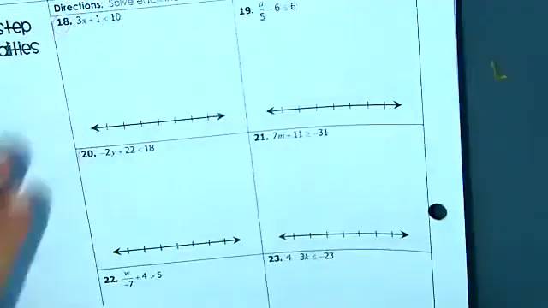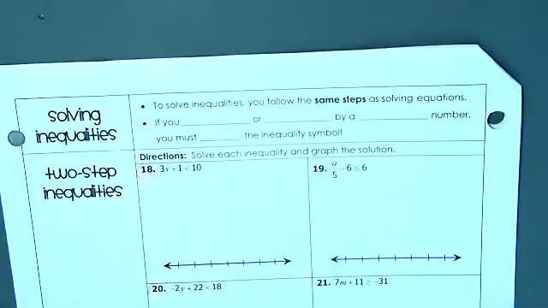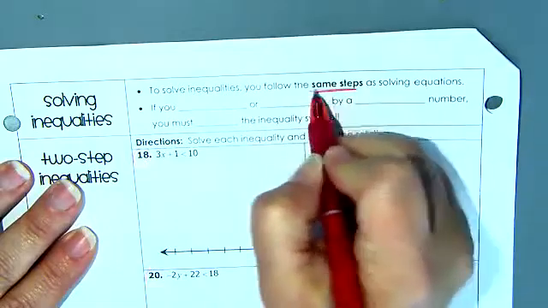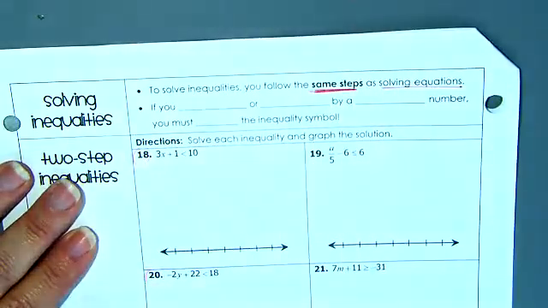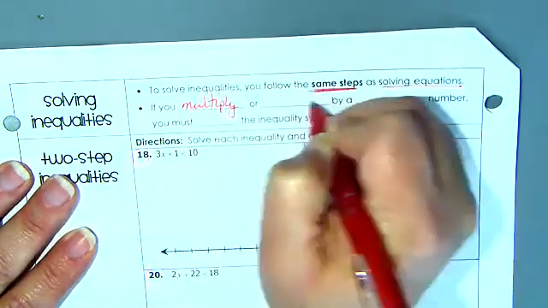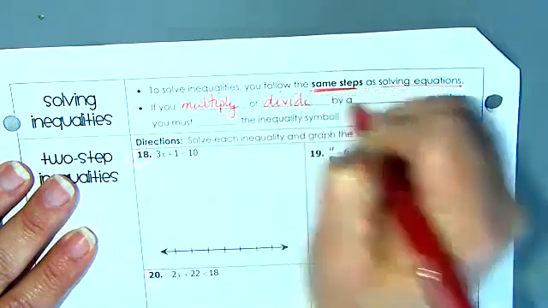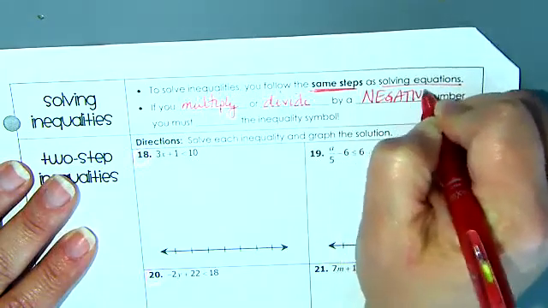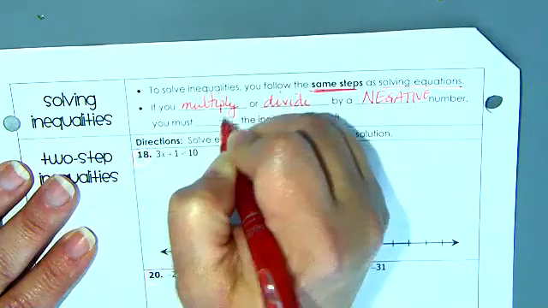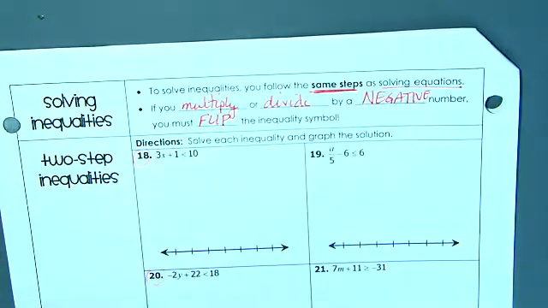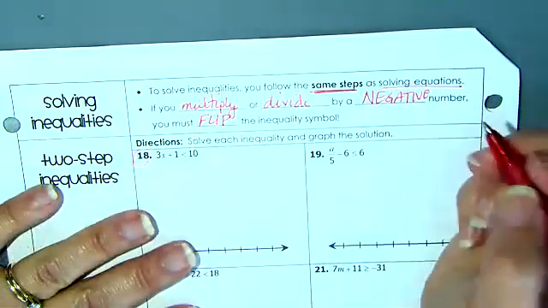Excuse me. And we are now solving the inequalities, okay? So to solve inequalities, you follow the same steps as solving equations, okay? If you multiply or divide by a negative number, you must flip the inequality symbol. That's the one rule you got to remember. That's the only thing that's different. If you multiply or divide by a negative, you must flip the inequality symbol.